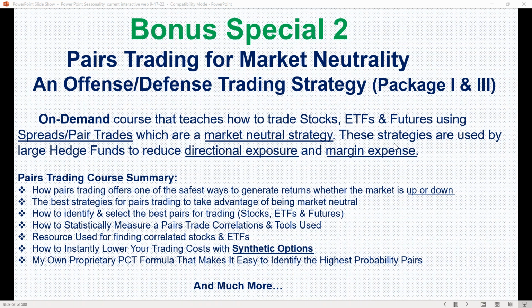This is how most of the hedge funds operate. That's where they get their name, hedge fund, because they're going to be long short something. So they're always trading pairs. You'll learn how the hedge funds trade, doing this type of directional pairs trading to reduce directional exposure and margin expense. Pairs trading offers a safer way to generate returns, whether the market is up or down, because it is a market neutral strategy.